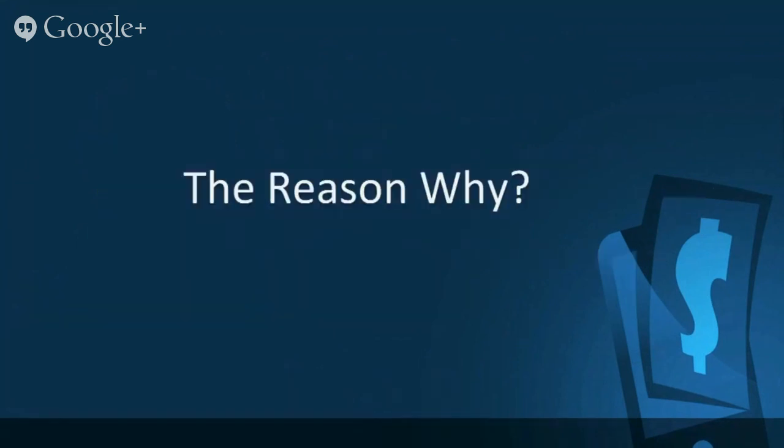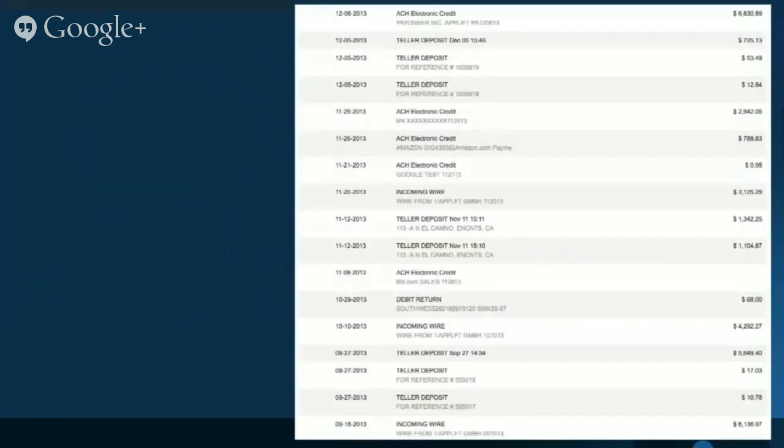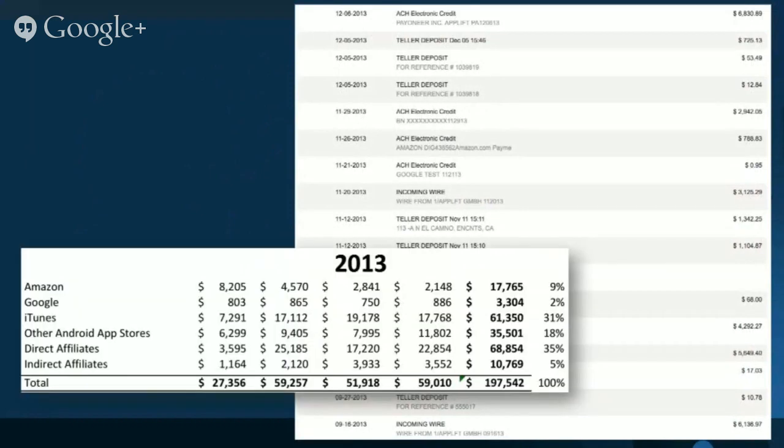The reason why all of this is true is because this stuff you're about to see works. So here are some bank deposits from one of my developer accounts last year. And here's a high-level summary of where all of the money comes from. You can look here and see that in 2013, I generated just under $200,000 with my part-time app business.